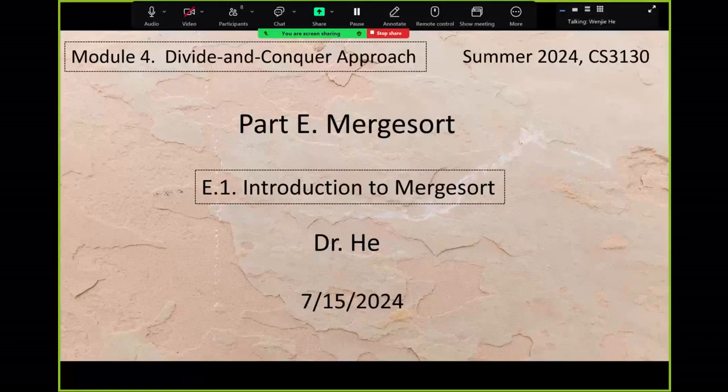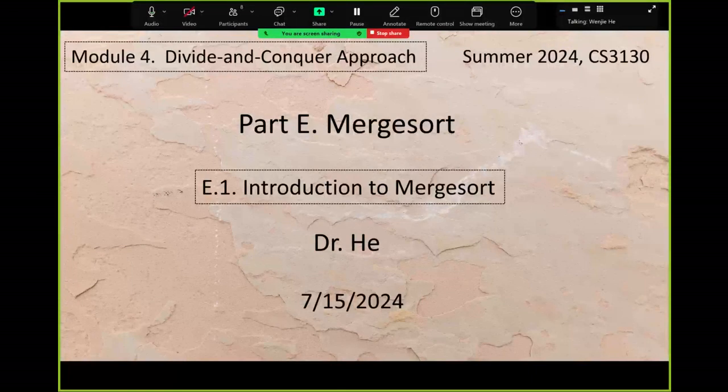Part E, merge sort, another sorting algorithm. This one is also very useful. After merge sort, then quick sort. On Wednesday we will learn quick sort. Next week I'd like to talk about another sorting algorithm, the last one. So this week, 2 sorts.